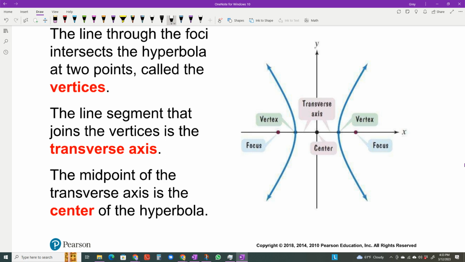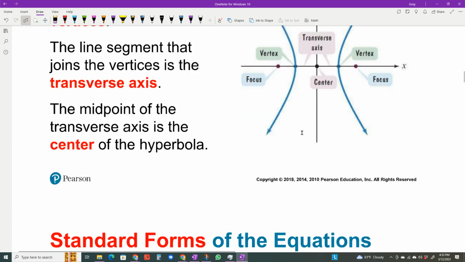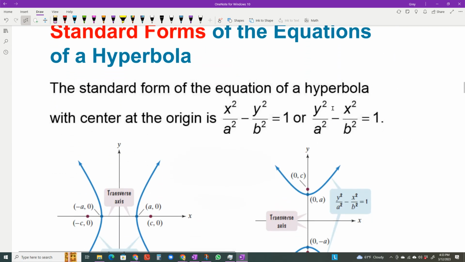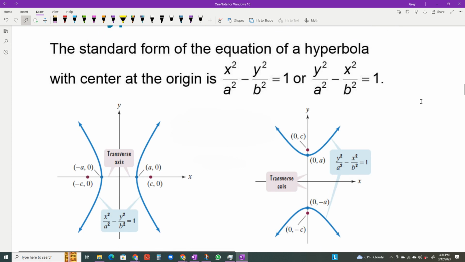And we'll talk more about what the other axis is called, not a minor. In the ellipse, we had the major and the minor axis. In the hyperbola, it's called a transverse axis and a conjugate axis. And you'll see more of that as we go on. So if you remember those definitions, it's easy to remember the standard form of the equation.